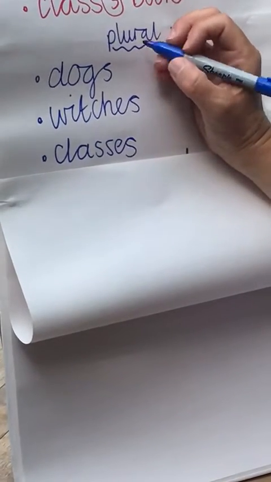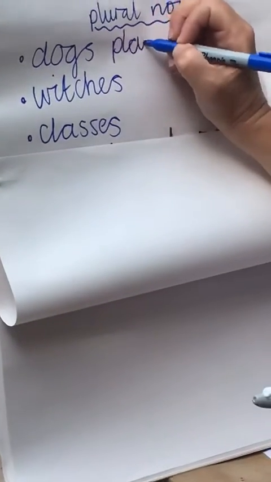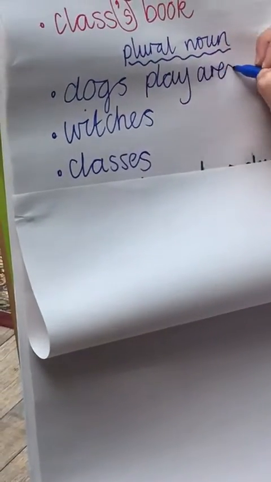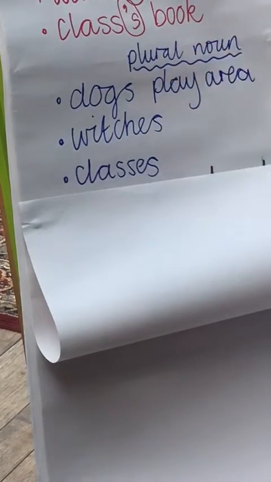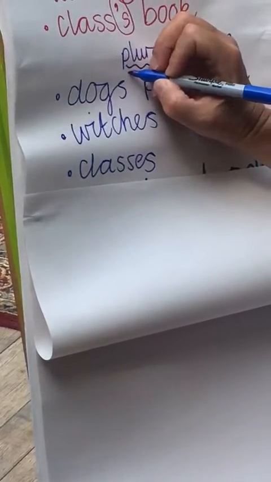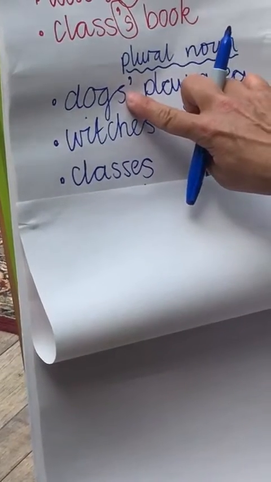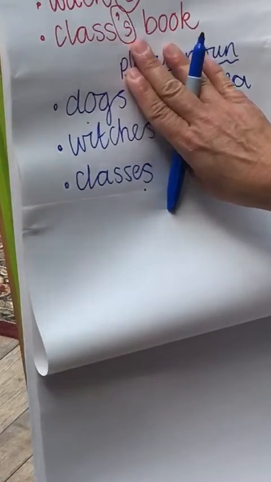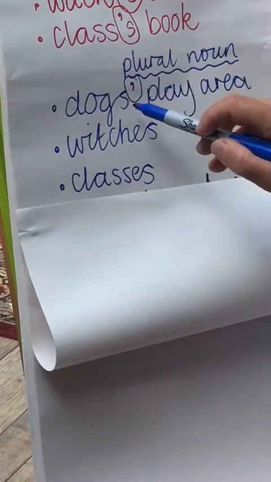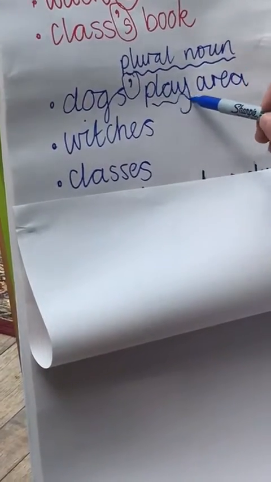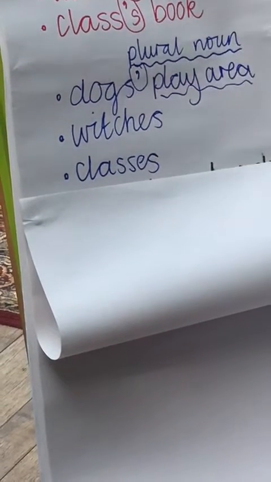we might say the dogs' play area. So the play area belongs to the 3 dogs. I have 3 dogs in my house, and the dogs have a lovely play area, and this time I only need to put an apostrophe after my S. So I don't change my plural noun. I put the apostrophe though after my S. It shows that the word following it is saying that that belongs to that.